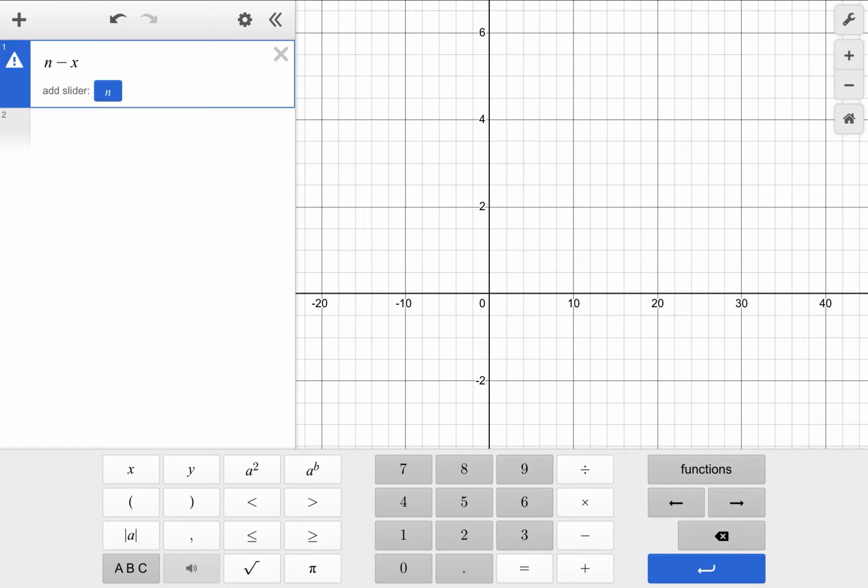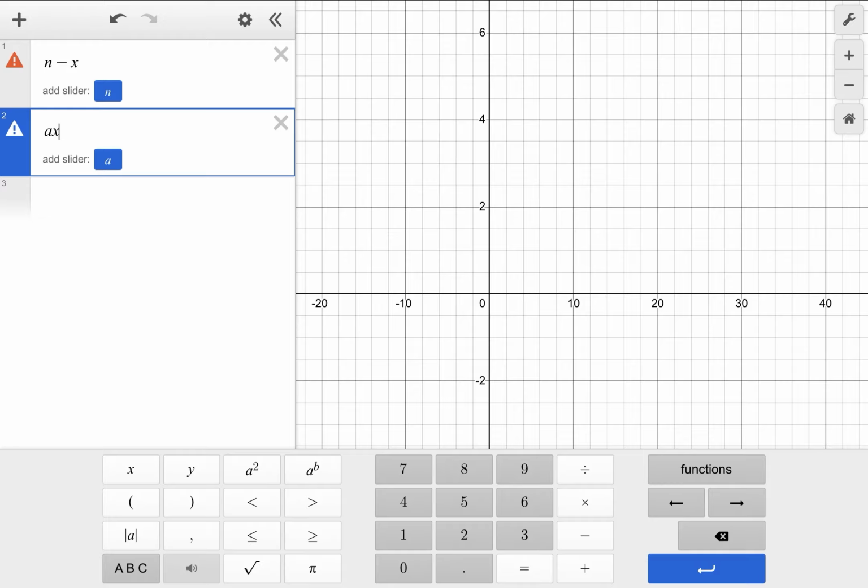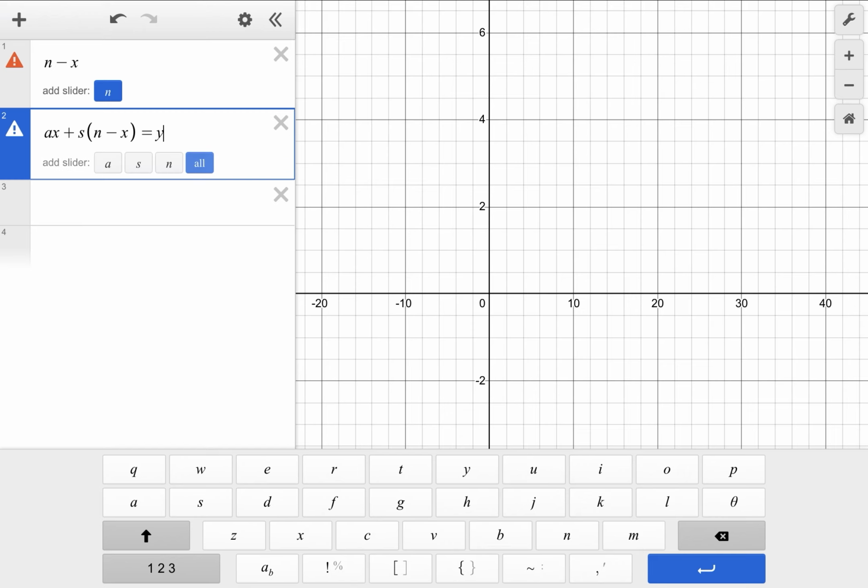Now, let's say each adult ticket costs $A and each student ticket costs $S. What is the equation for the total revenue? Well, if each adult ticket is $A, then you do A times x, and you add that to the total amount gained from the student tickets. If each student ticket is $S, then you do S times the number of student tickets. We found earlier that there are n minus x student tickets, so you do S times (n minus x). And that's an equation that represents the total revenue, and of course, you can set it equal to something like y.